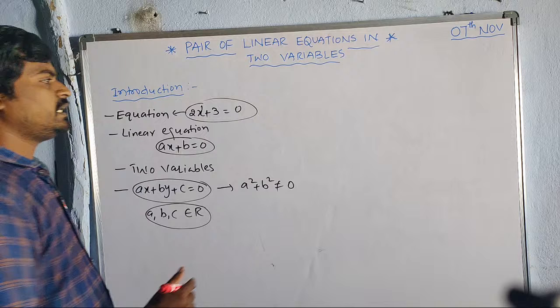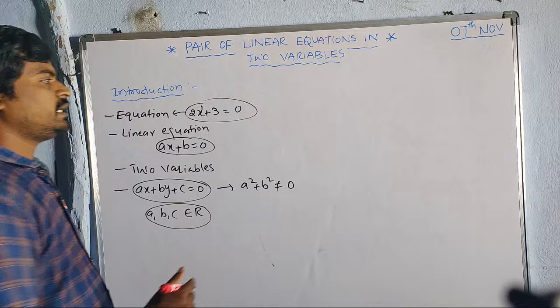Very simple. ax plus by plus c, we learned for a linear equation in two variables. But here, friends, you observe carefully. Here two are there, so that's why a1, b1, c1: a1x plus b1y plus c1 equals 0. The second one, just to give the number, a2x plus b2y plus c2 equals 0. So friends, this is the general form of the pair of linear equations in two variables.